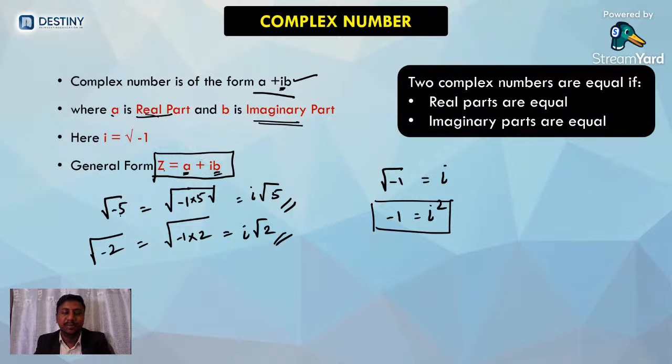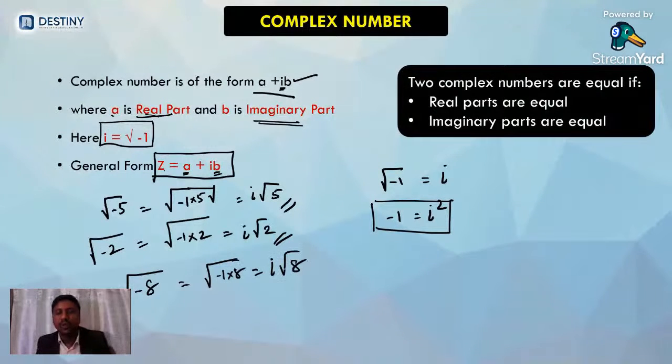So if I take root of -5 as an imaginary number, we should represent root of -1 as i. So root of -1 is i, which means -1 is equal to i square, squaring on both sides. So I can represent any number. For example, root of -8 I can write as root of -1 into 8, that is i root 8. So wherever you see a negative number inside the root, you can remove the negative sign and put i, and you can represent the same number. That is called an imaginary number.